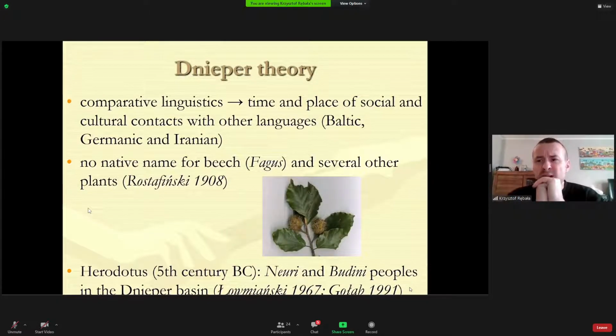Okay. So what is the evidence which supports the other theory? The theory that the homeland of Slavs was located at the Dnieper River.